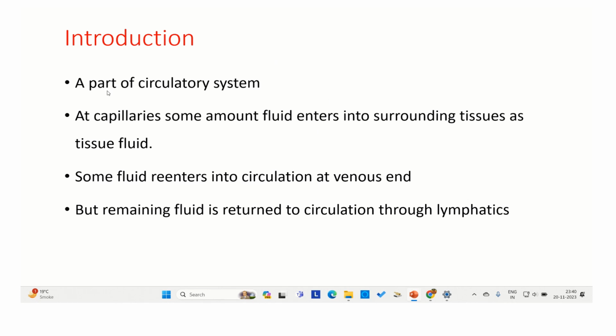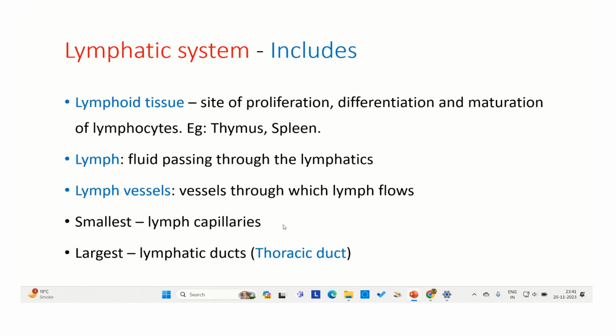You can see here, it's a part of the circulatory system. At capillaries, some amount of fluid enters into surrounding tissue as tissue fluid. Some fluid re-enters into circulation at the venous end, but the remaining fluid is returned to circulation through lymphatics. The lymphatic system includes lymphoid tissue. It's a site of proliferation, differentiation, and maturation of lymphocytes, for example thymus and spleen. It also includes lymph, the fluid passing through the lymphatics, and lymph vessels, the vessels through which lymph flows. The smallest of these lymph vessels are lymph capillaries, and the largest are the lymph ducts, for example the thoracic duct.